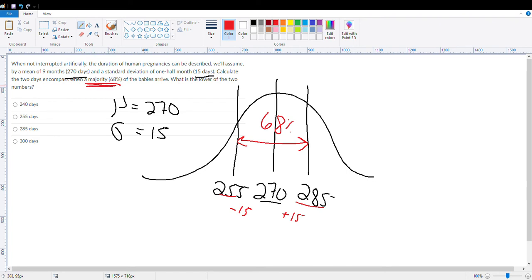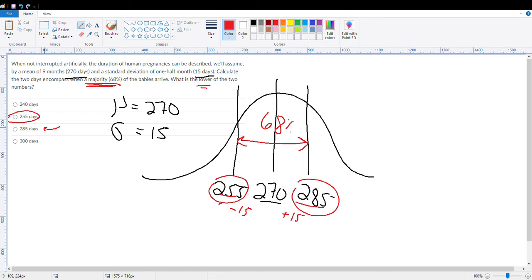will be born. So what we're really asking you to think about here is calculate the 2 days, 1, 2, that tell you when most babies will come. And so 68% of babies, more than half of the babies, will arrive between 255 days and 285 days. So that's the answer to our question. So the first question is saying what is the lower of the two numbers? So that's going to be the 255. The next question says what is the higher of the two numbers, and so that one will be 285.